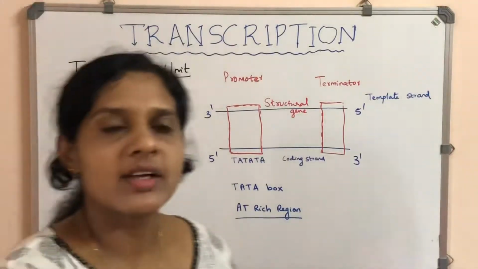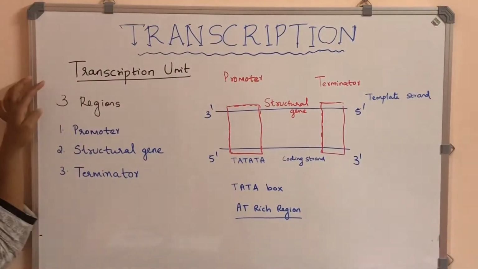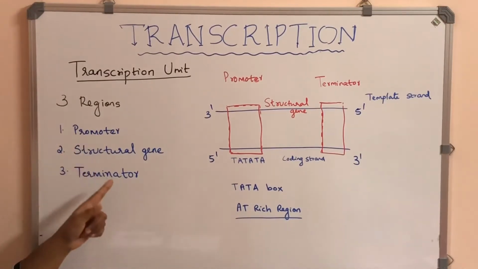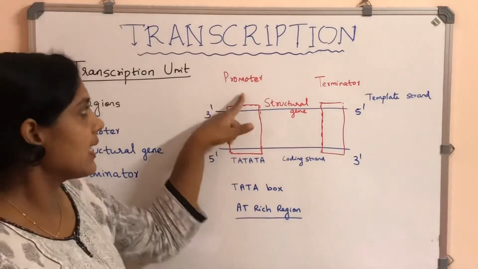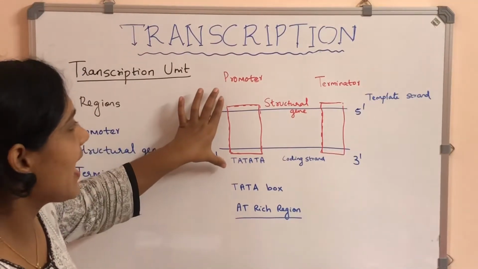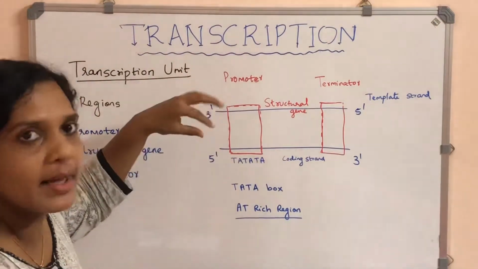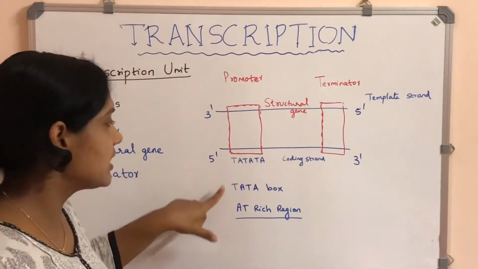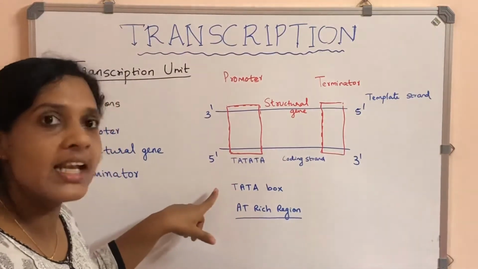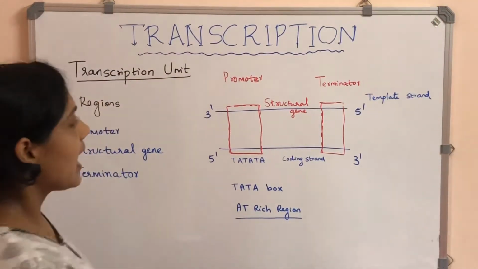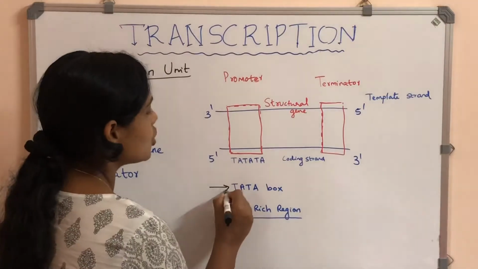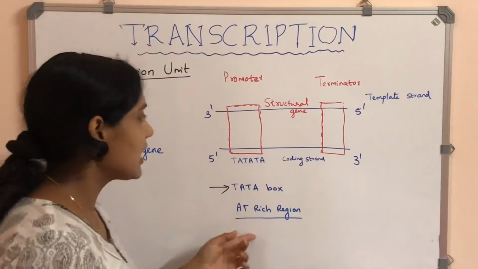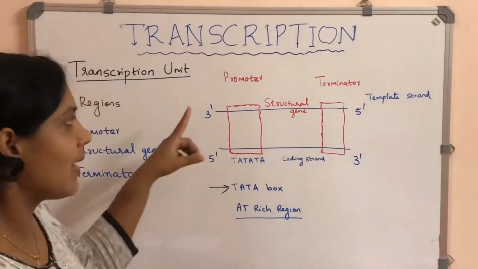Let's see the transcription unit. There are three regions in a transcription unit: promoter, structural gene and terminator. The promoter is the place where RNA polymerase will come and bind. This region is an AT rich region, that is, adenine and thymine rich. The RNA polymerase will attach to the TATA box, and this portion is the AT rich region of the DNA template strand.